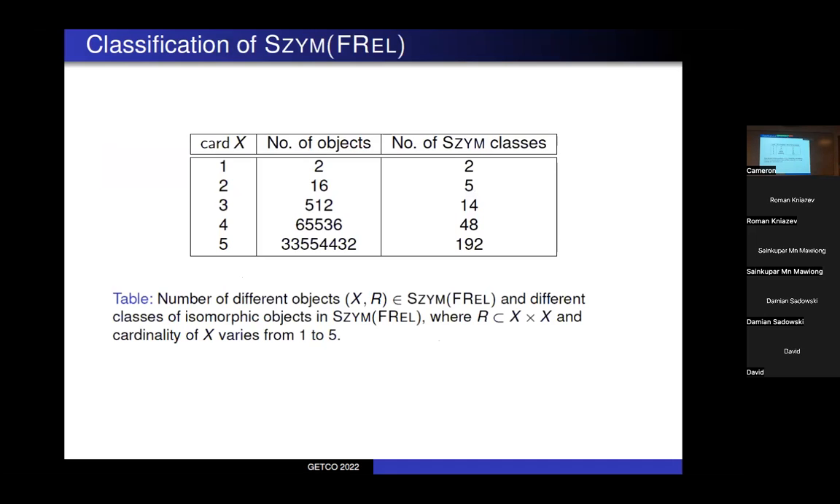And here are some, let's say, statistics. We just tried in Mathematica to find different classes for sets of cardinality less than or equal to the number of points. And yeah, we see that there is something. There are different classes, even in very small sets.